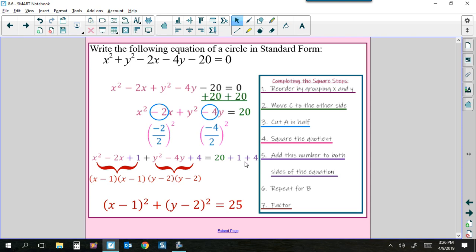So we cannot forget to add that 1 and 4 over here to get that 25. So I know I have a center at 1, 2 with a radius of 5. Easy.